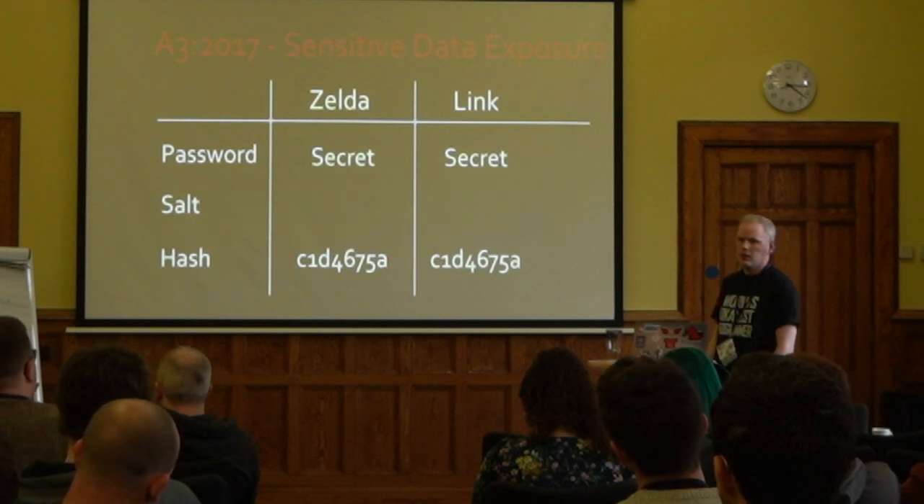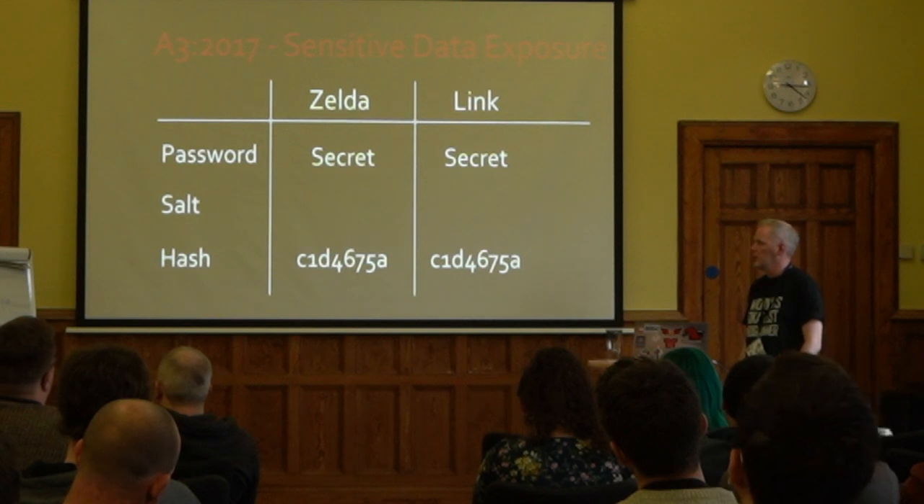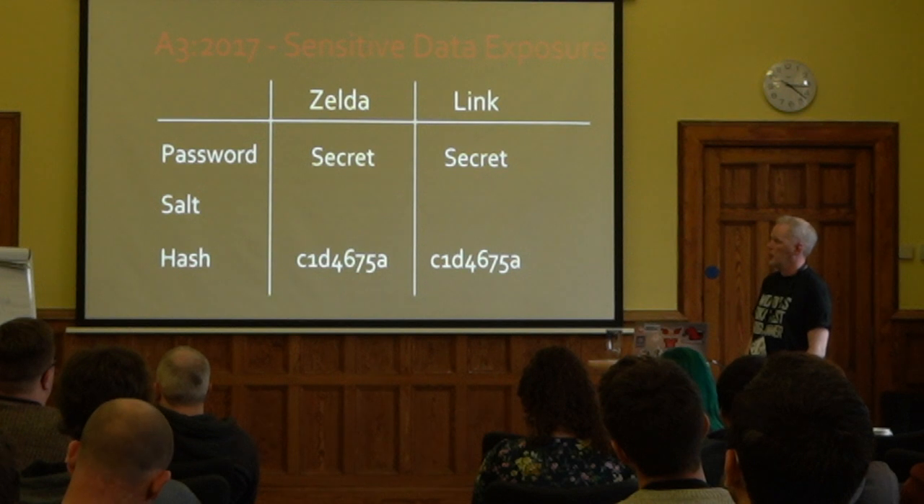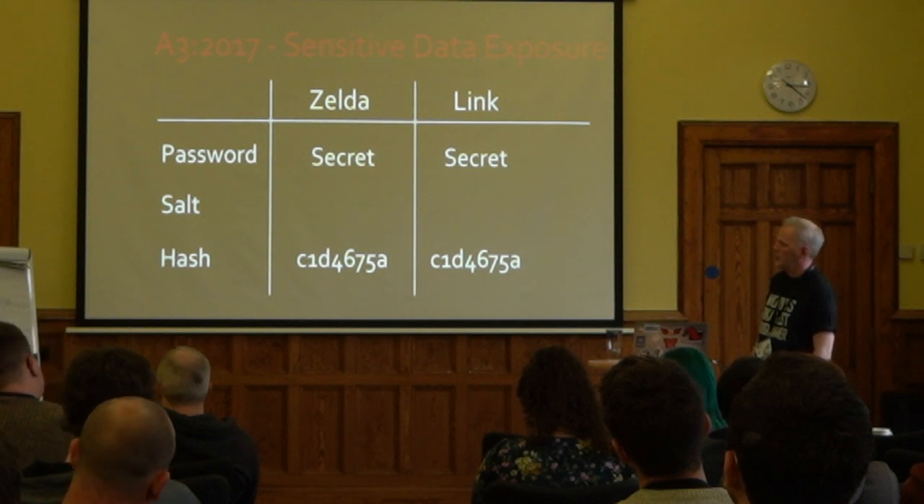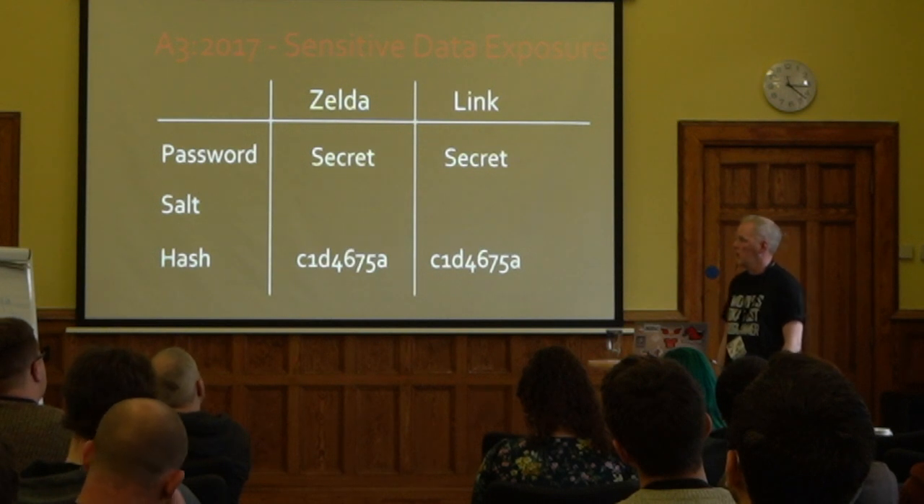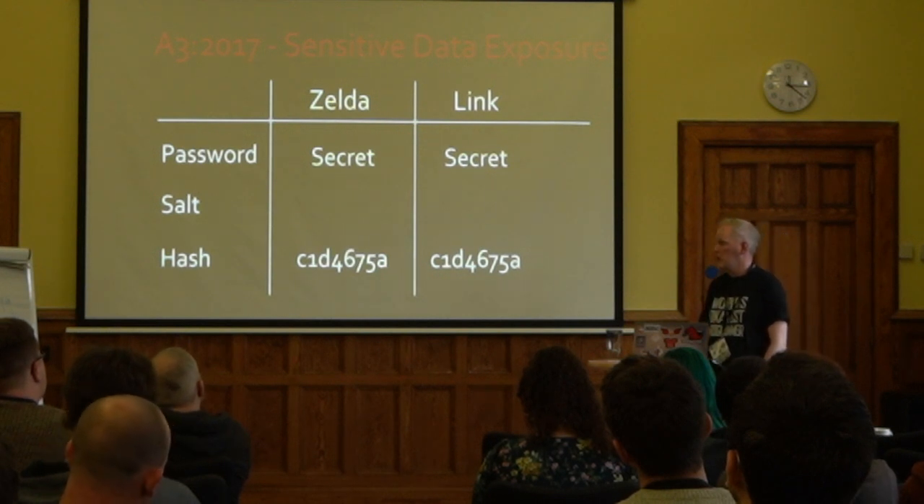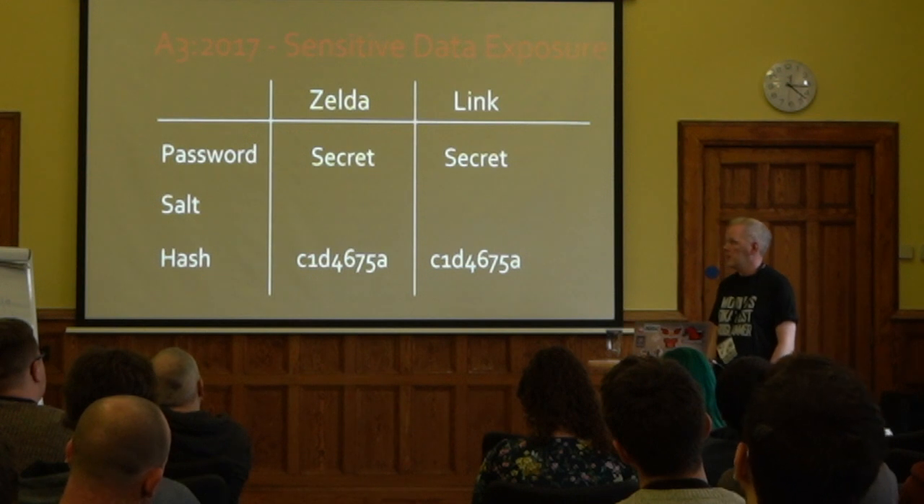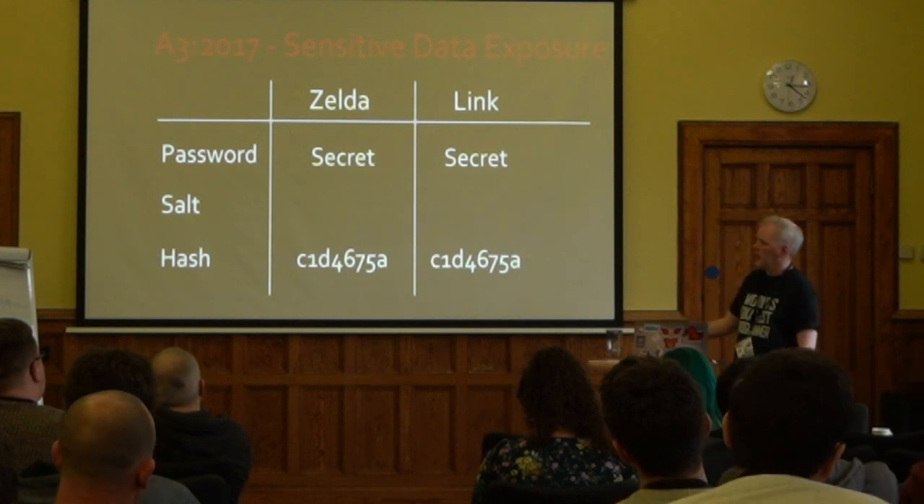I've been playing Zelda quite a lot recently. So Zelda and Link both have the same password, secret. And it means when the password is hashed, the hashes are the same. So if someone was able to get access to their usernames and passwords, they'd be able to see that both Zelda and Link have the same password.